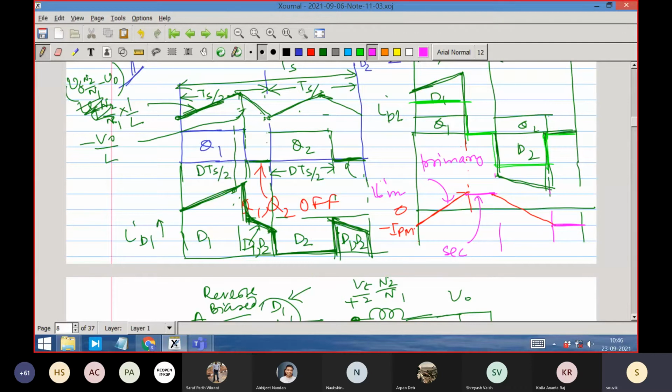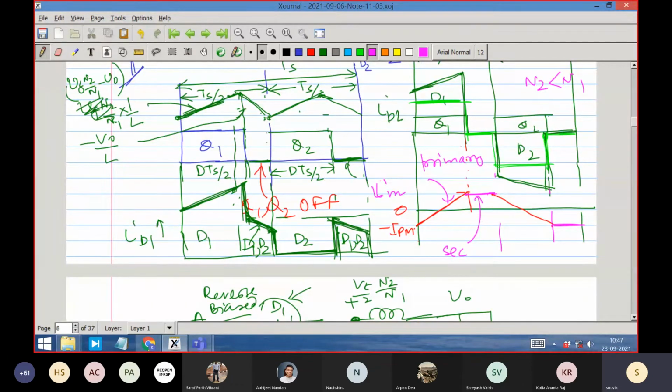One thing you must be clear about, though I have made a slight mistake. At this moment, this will be MMF adjusted. That means due to the jump, it may go lower, because suppose N2 is less than N1. N1 I1 has to be balanced by N2 I2, and N2 is less.